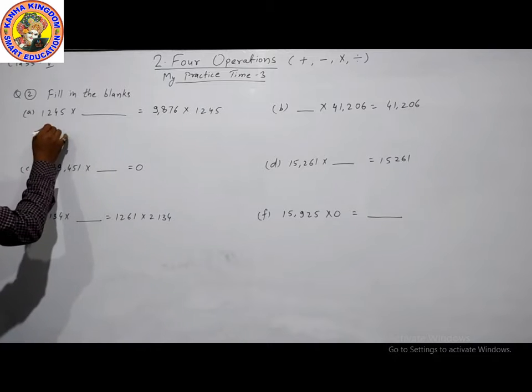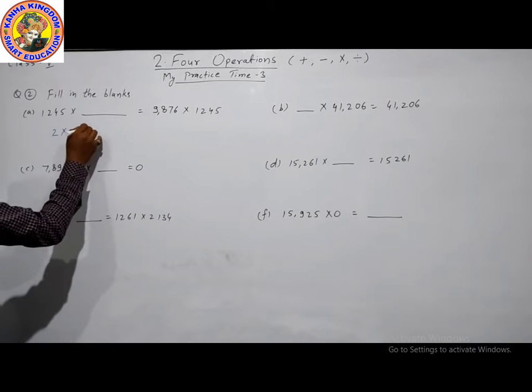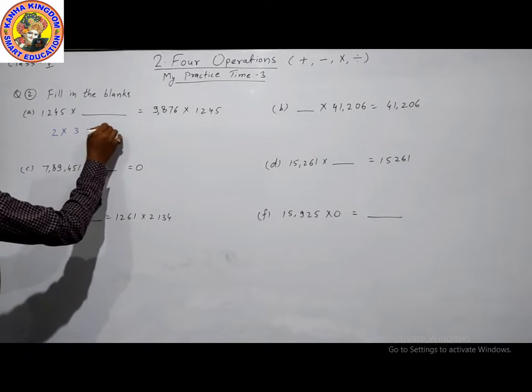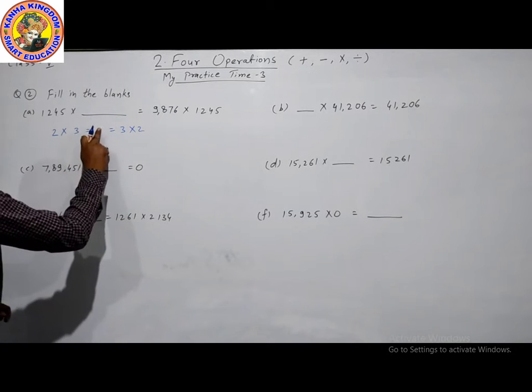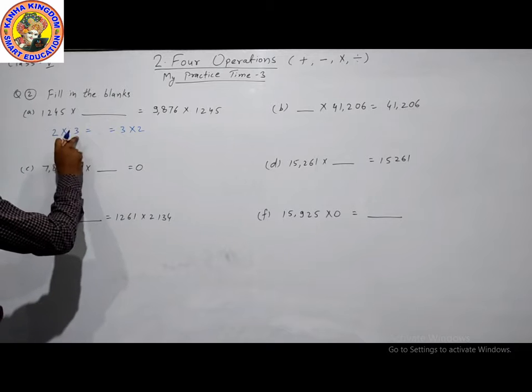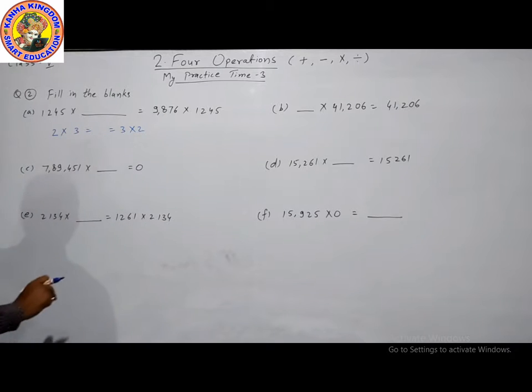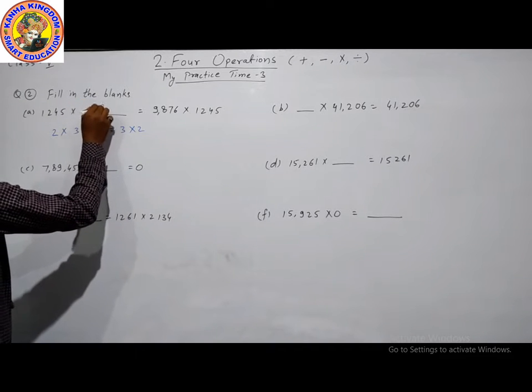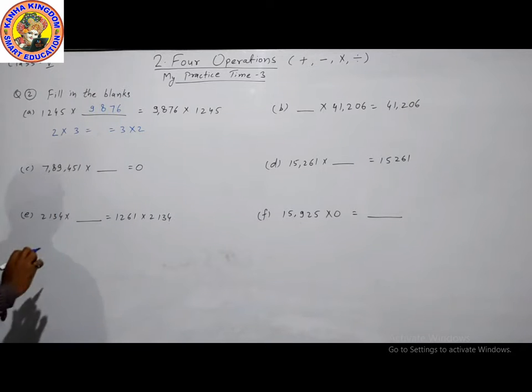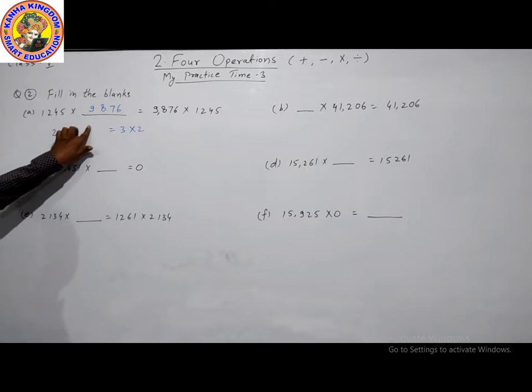We know that 2 into 3 is equal to 6, which is equal to 3 into 2. So 2 into 3 is equal to 3 into 2. We can change the order in multiplication. So here the number is 9876. This is our answer.